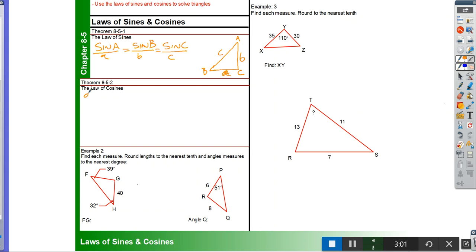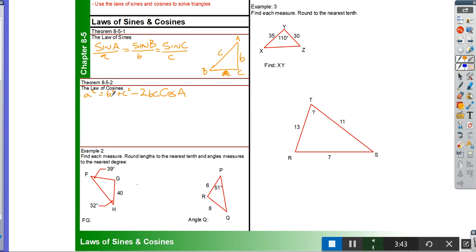We will have the side length A squared is equal to the side length B squared plus the side length C squared minus, and here's where it gets a little bit complicated, 2 times the side length B times the side length C times the cosine of A. Now, the way I like to remember this, and the way I remembered it when I was learning it, the missing side length will go with the angle measurement in the cosine, and the B and C will show up in the other pieces.